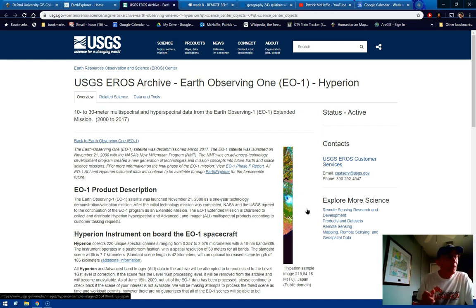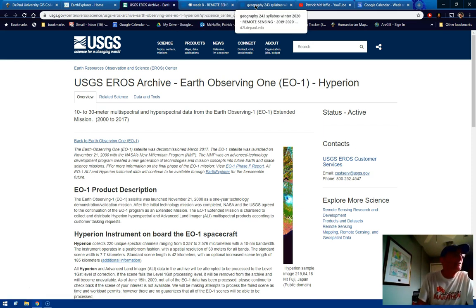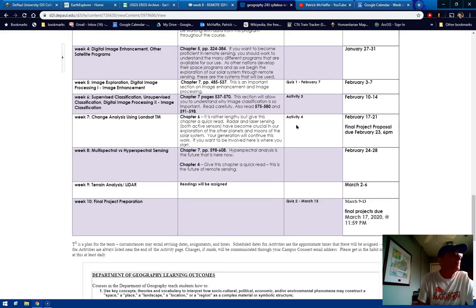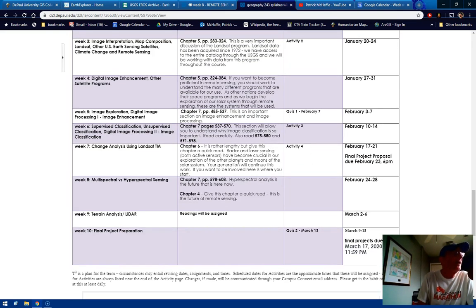So hyperspectral sensing, and again, I'm going to go back to the syllabus. I think I have it here. Yes. What did I say about hyperspectral sensing this week? Week 8. Hyperspectral analysis is the future that is here now. And give this chapter a quick read. This is the future of remote sensing. I believe that. I still believe that.